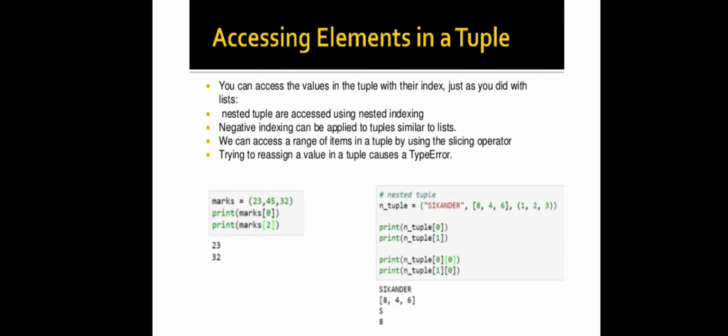Nested tuples are accessed using nested indexing. Negative indexing can be applied to tuples similar to a list. We can access a range of items in a tuple by using the slicing operator, same as it is in a list. Just like we used slicing, we can also access the elements of a tuple by using slicing. And trying to reassign a value in a tuple causes a type error. Meaning if we want to assign some value in our tuple, it will give us a type error.